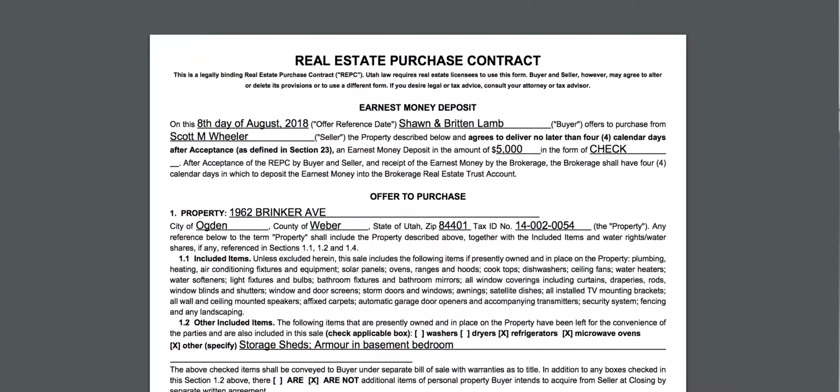Some other things that are automatically included are automatic garage door openers. So if there's a garage, and if there's one or two openers, they're supposed to leave those as well. Security systems, fencing, and any other landscaping.